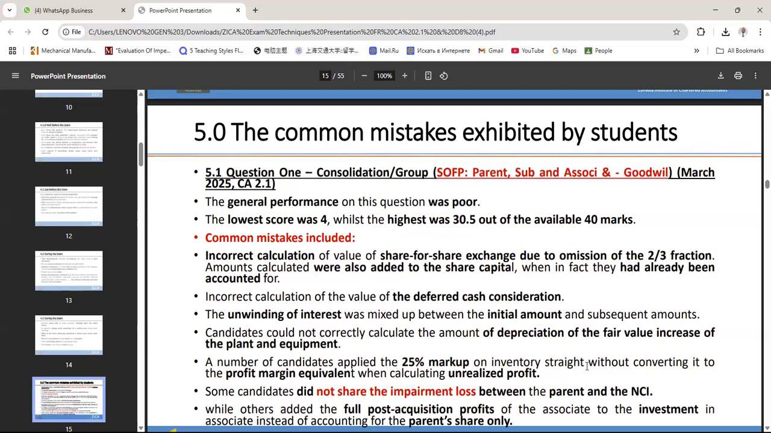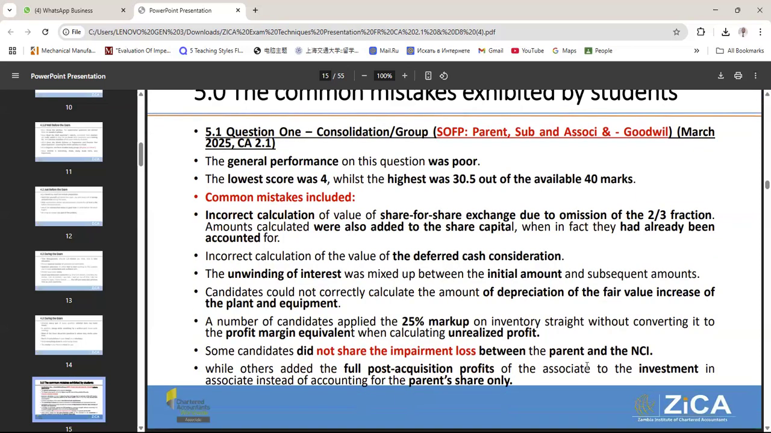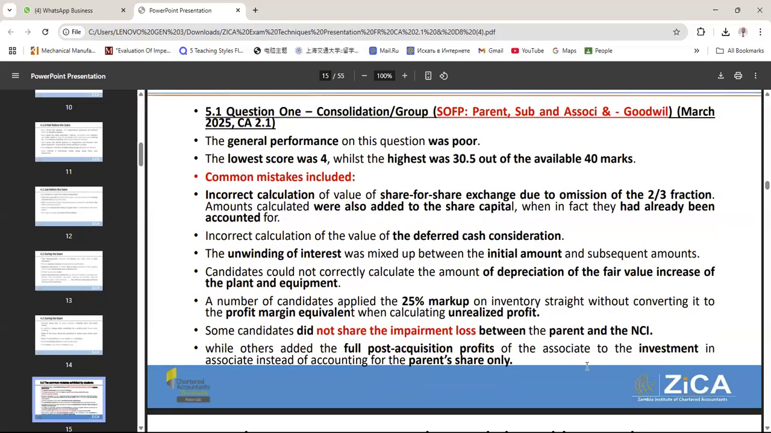Very, very important. How do we change markup to margin? If it's 25, it will be 25 over 125. But if they give you margin, then you simply multiply directly. My humble appeal, revise markup and margin.